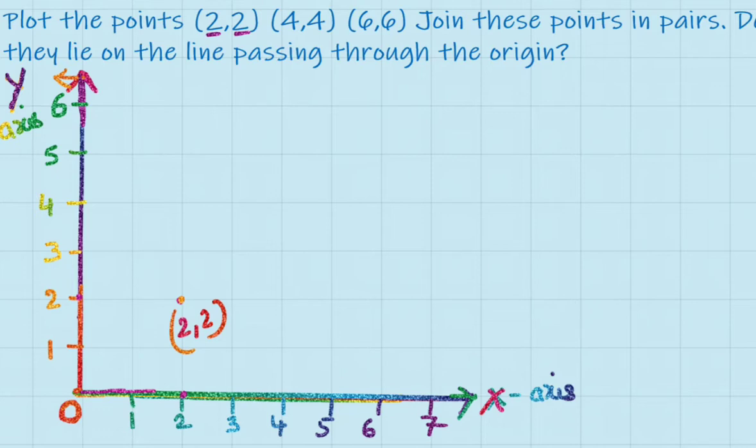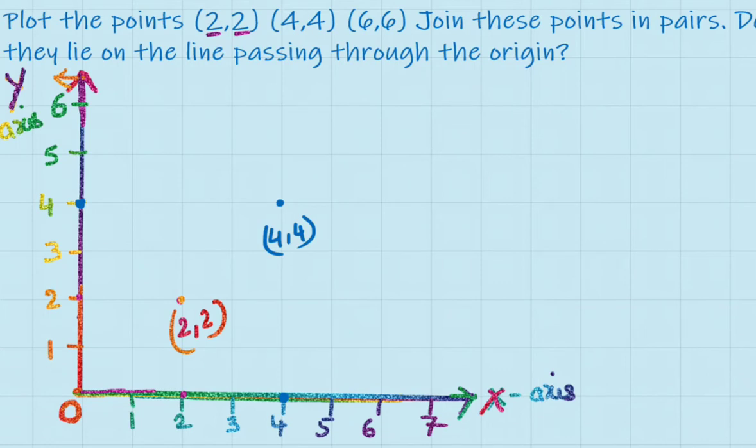Next point is (4, 4). 4 from the x-axis and 4 from the y-axis. See here. 4 from the y-axis, this point is 4, and 4 from the x-axis, this point is 4. From here and here, if you put a line, you will see that the lines intersect here. So, the next point is (4, 4), this one.